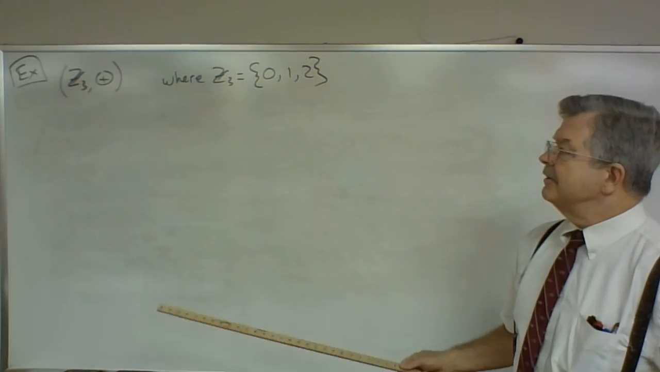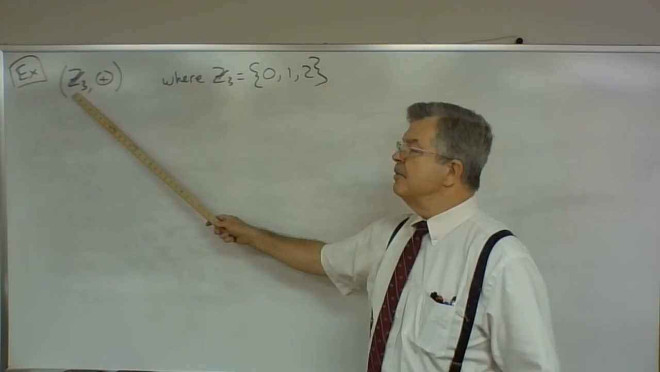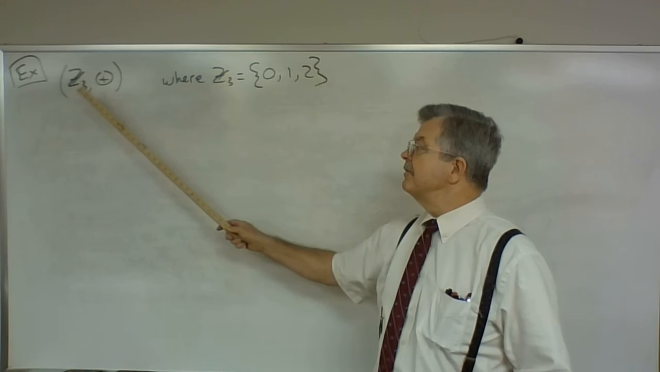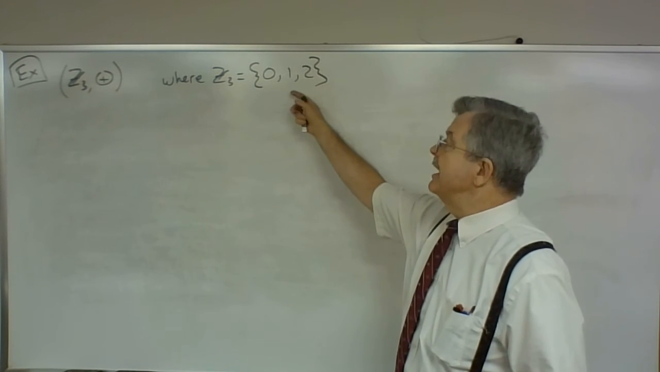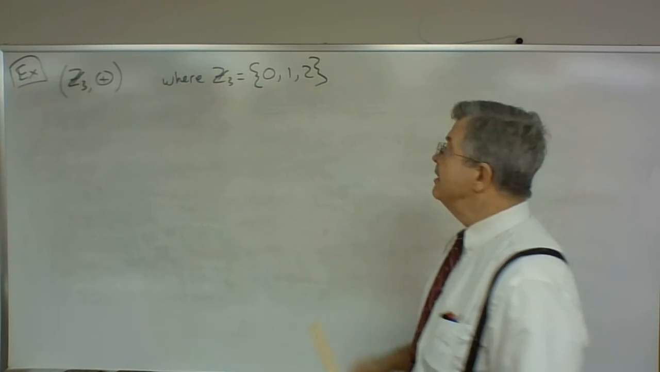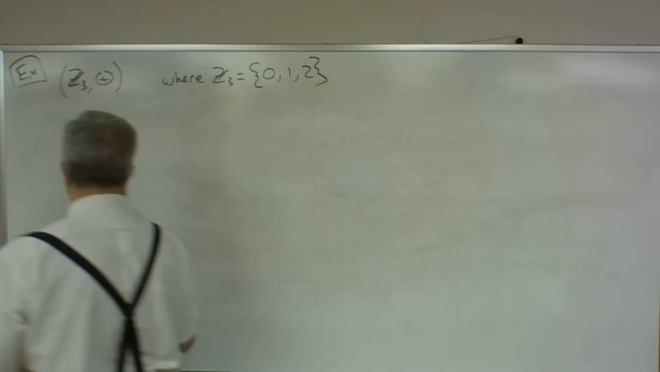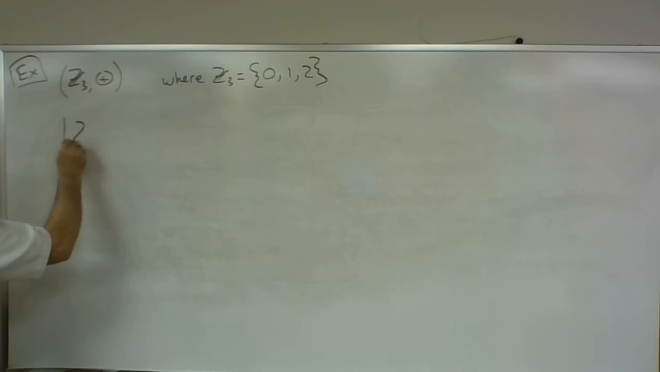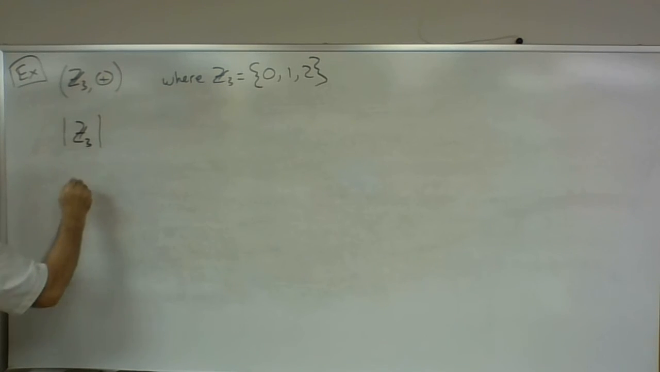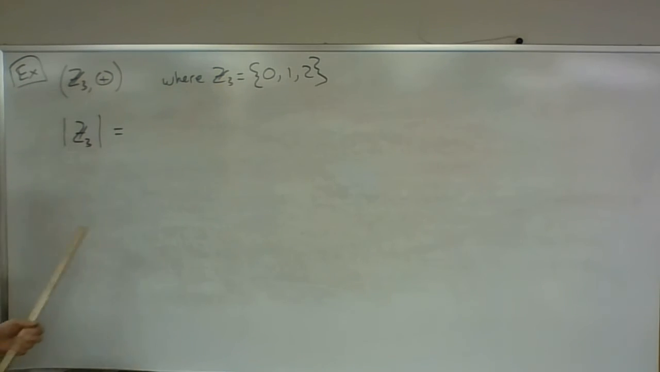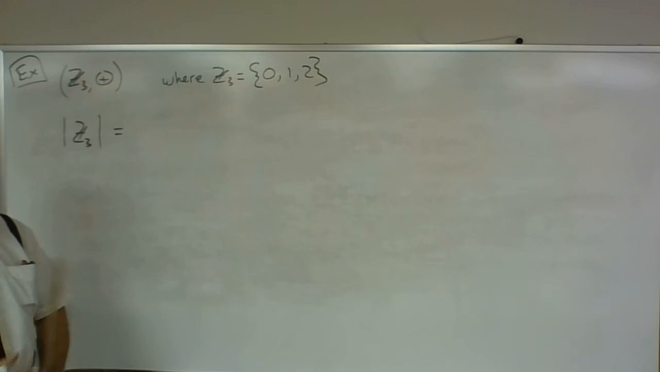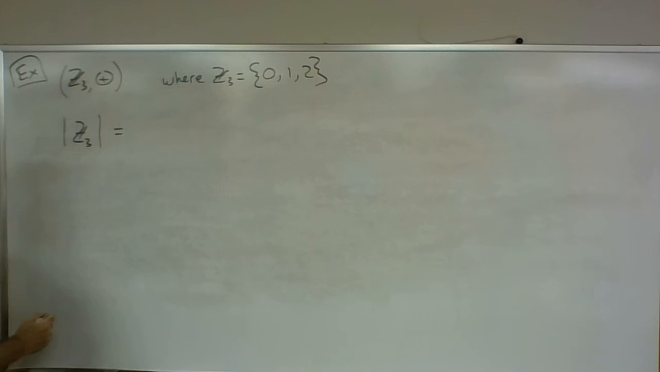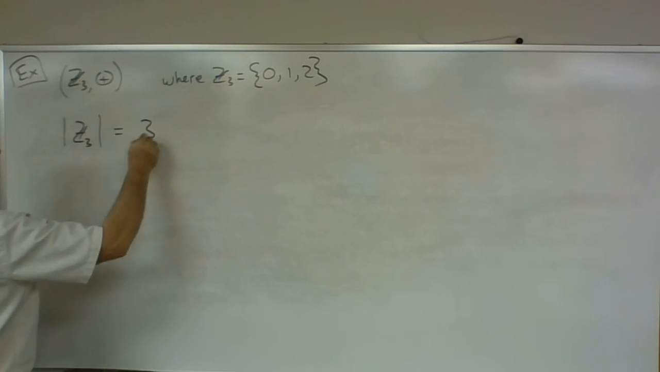Okay, let's look at our example. The group of remainders modulo 3 under addition modulo 3. Here are the elements of the group. So, what's the order of the group Z3? It's the number of elements in the group, right? Okay. So, that would be 3.